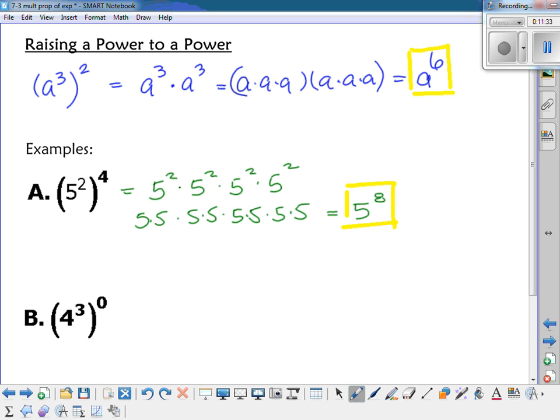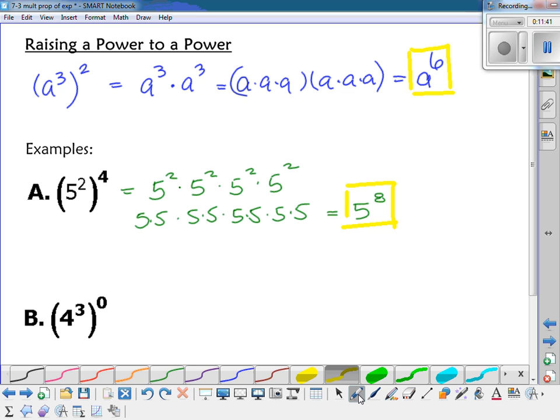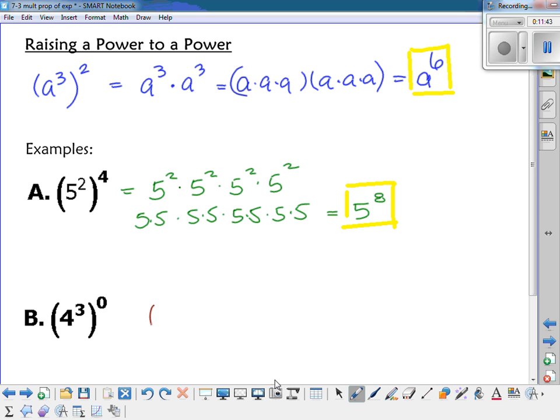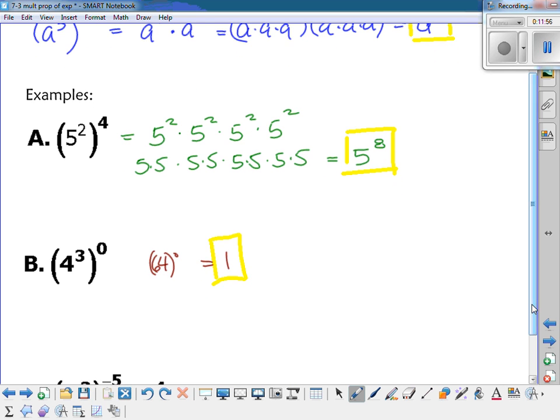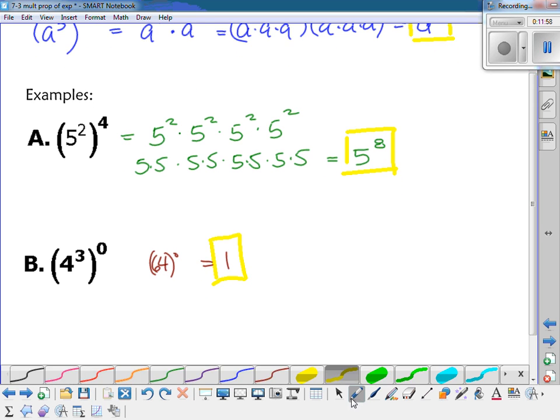Okay? All right. On B, I've got 4 cubed to the 0 power. Well, 4 cubed is 64. And that's being raised to the 0 power. What's anything to the 0 power? 1. So that one would just equal 1. All right, so on your whiteboards, I'm going to have you guys do this one.